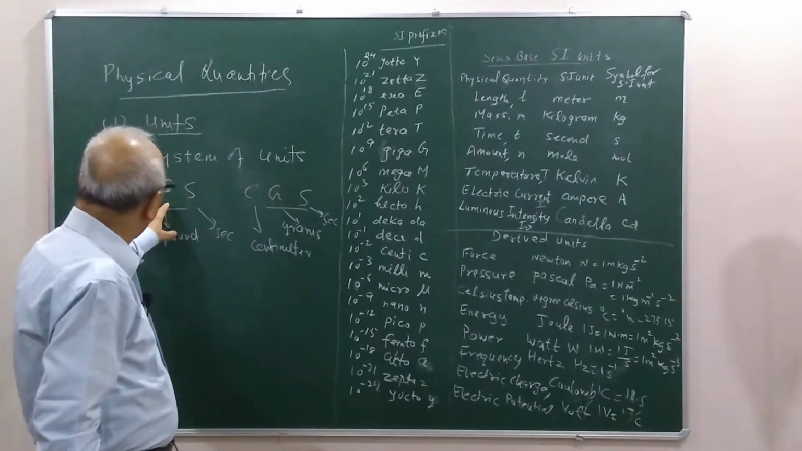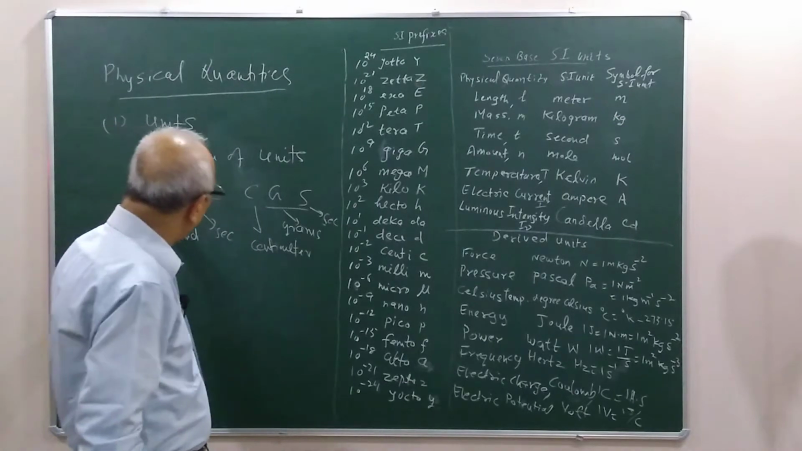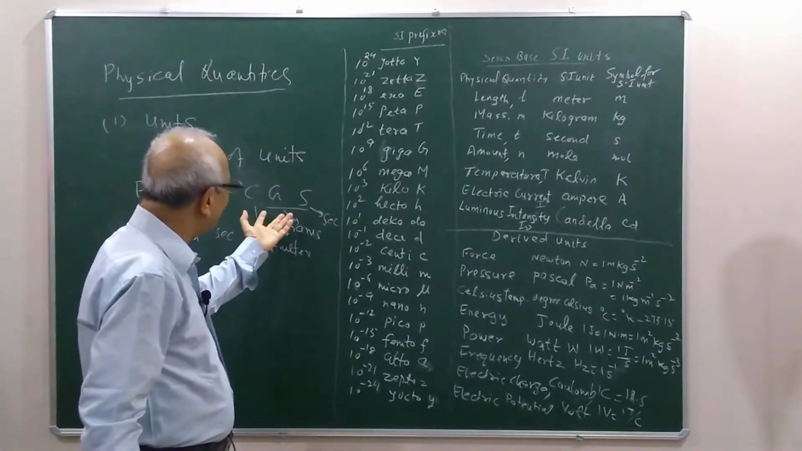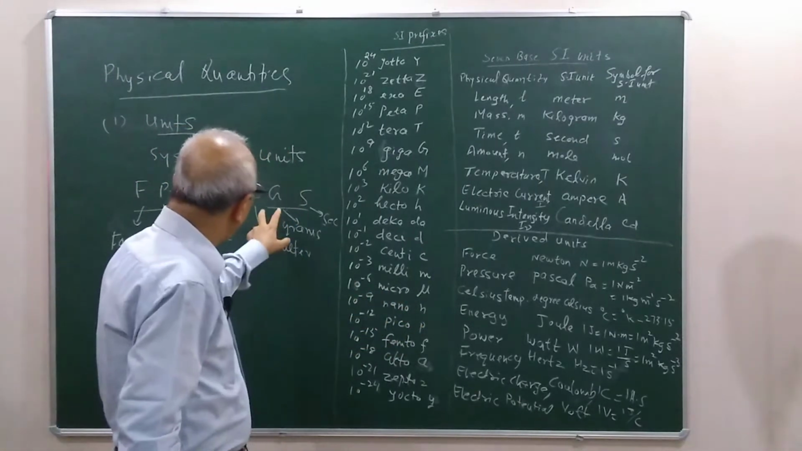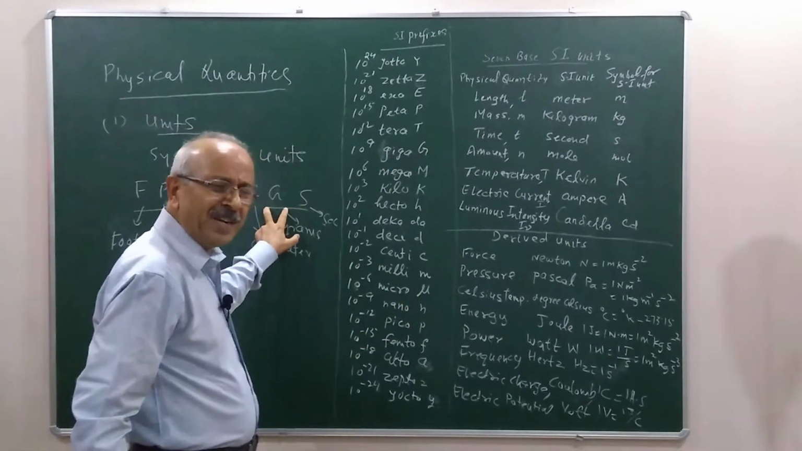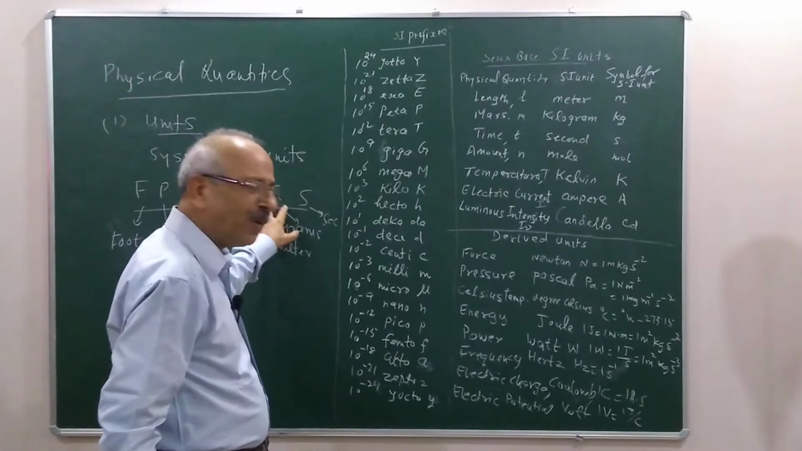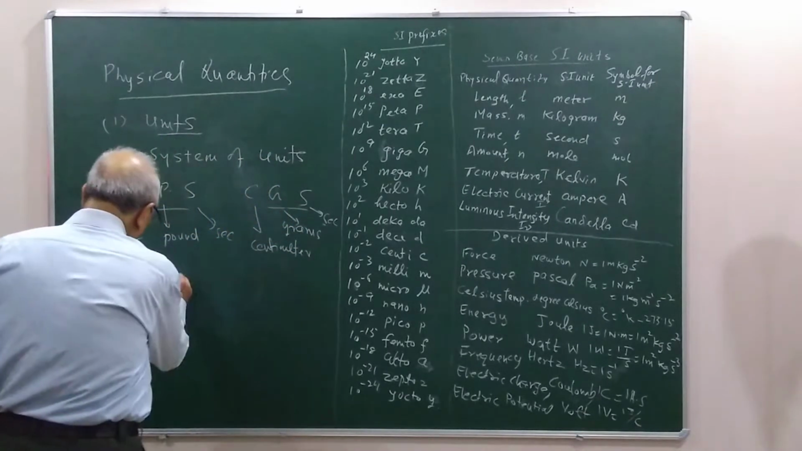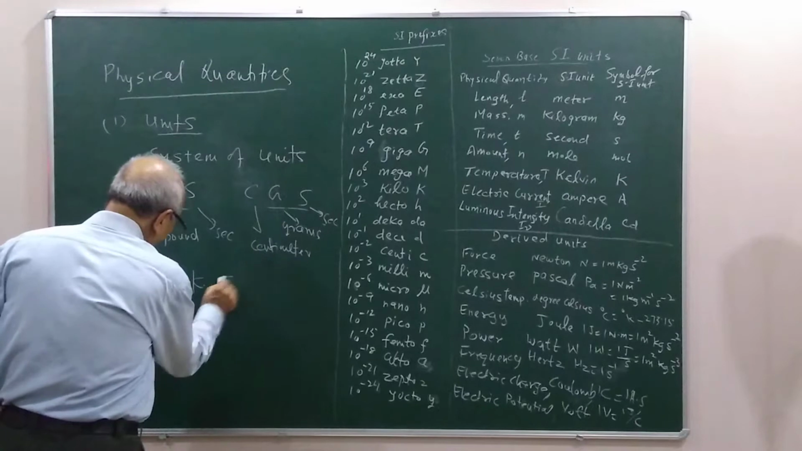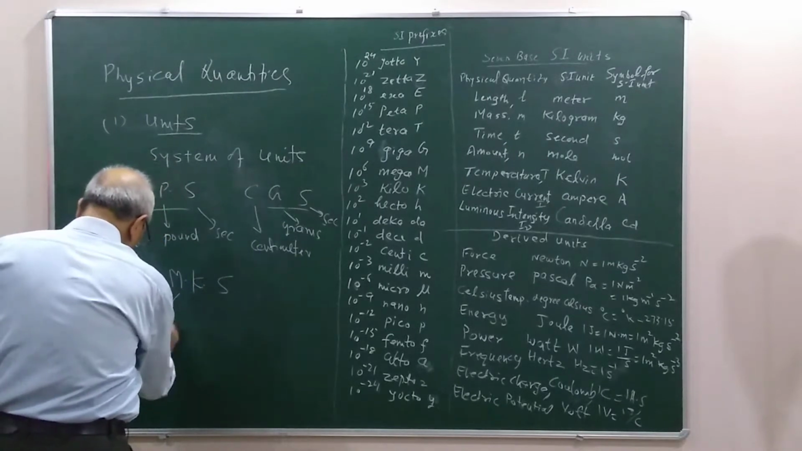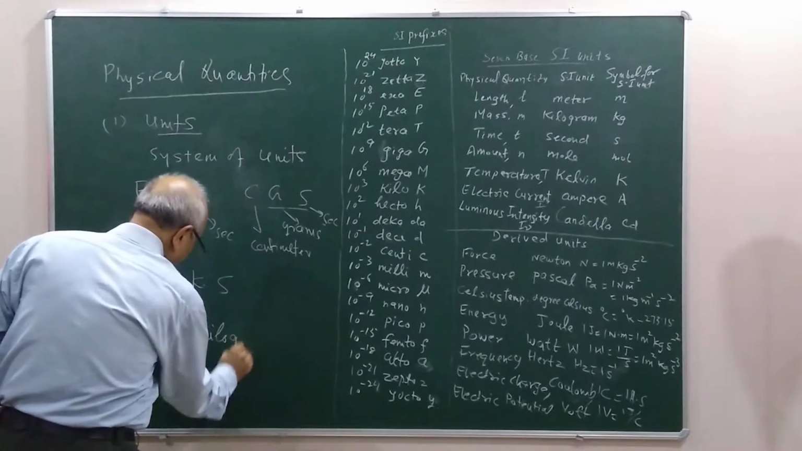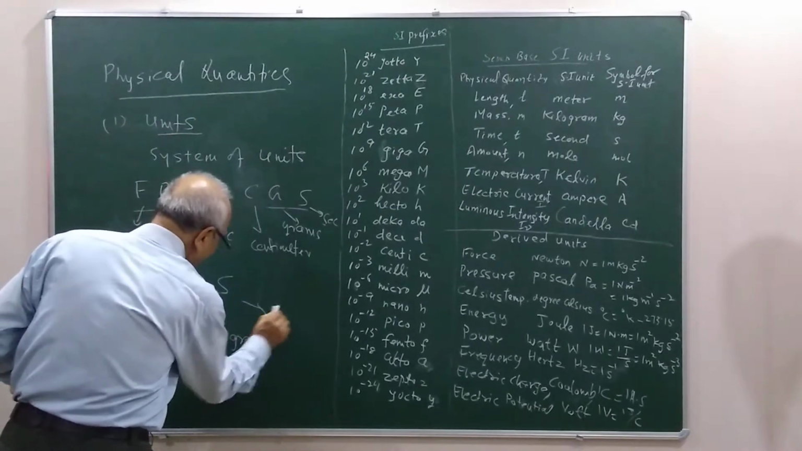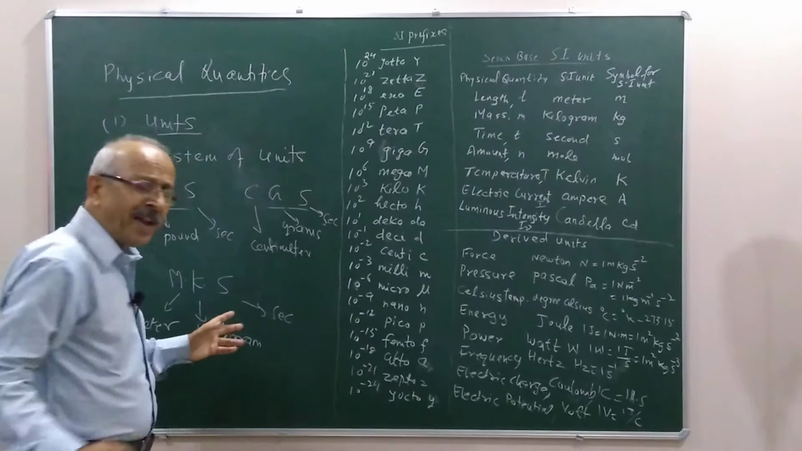And you will find that the FPS system, the British system, has been used, and also the CGS system has been used after the French Revolution. This system is known as the metric system. And one more system you will find is MKS, which has meter, kilogram, second.